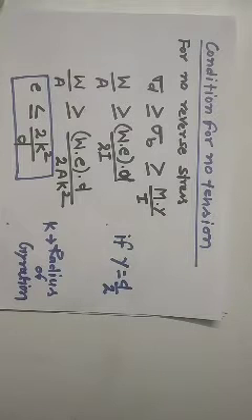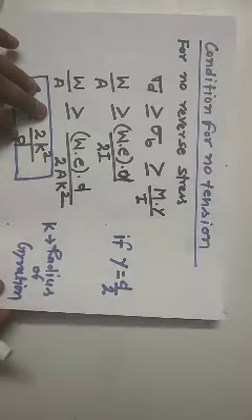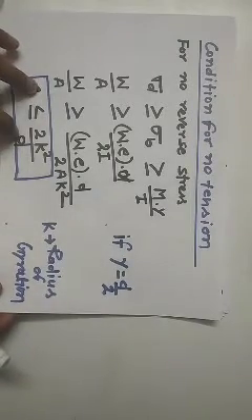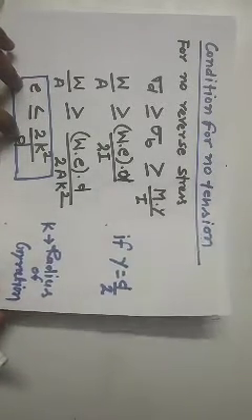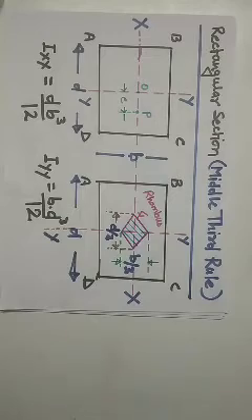Clear? Now we will make a calculation for the limit of eccentricity in the case of rectangular cross section and circular cross section. When we calculate the limit of eccentricity for a rectangular cross section, this method is also known as the middle third rule. Middle third rule.